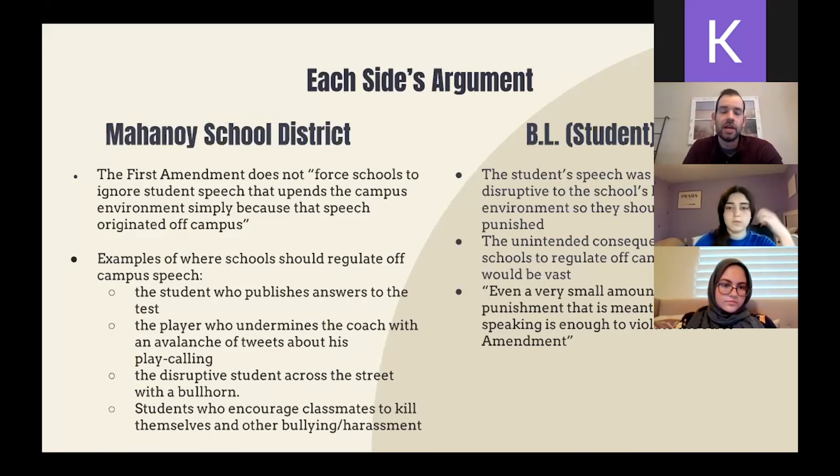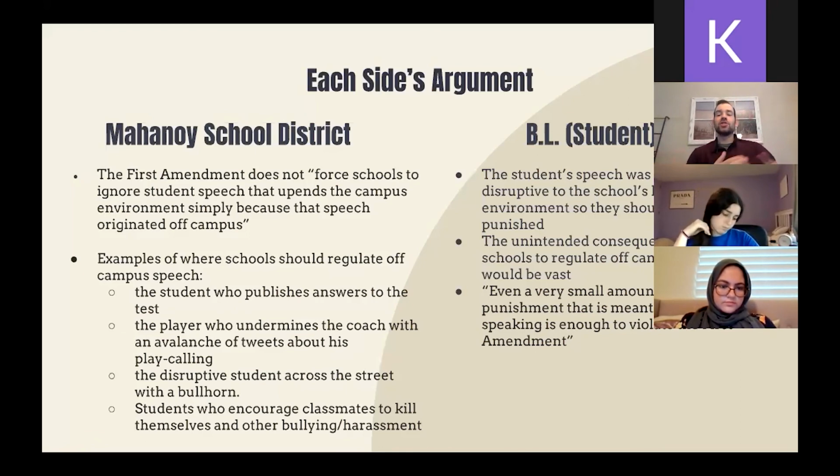You can see the school district is really worried about what will happen if they can't regulate off-campus speech. For example, say a student published answers to a test online. The school would not like that. They would probably consider that cheating and would want to do some regulating. Or a player on a team is criticizing their coach and undermining their authority. They probably want to do something about that. What about a student who goes right outside the school, not on school property, but brings a bullhorn and is trying to disrupt the school environment there? Can they punish that? I don't know. If they rule for BL, maybe not.